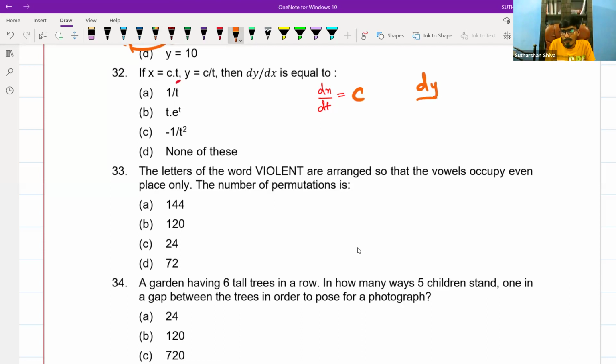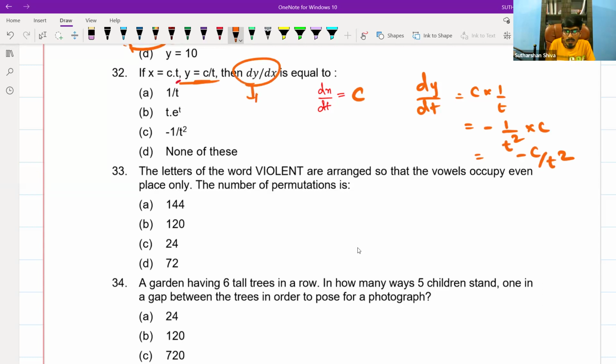So next dy by dt. Dy by dt, if I do, C into 1 by t I can write. C is a constant. 1 by t I can write it as minus 1 by t square into C. So it will obviously become minus C divided by t square.